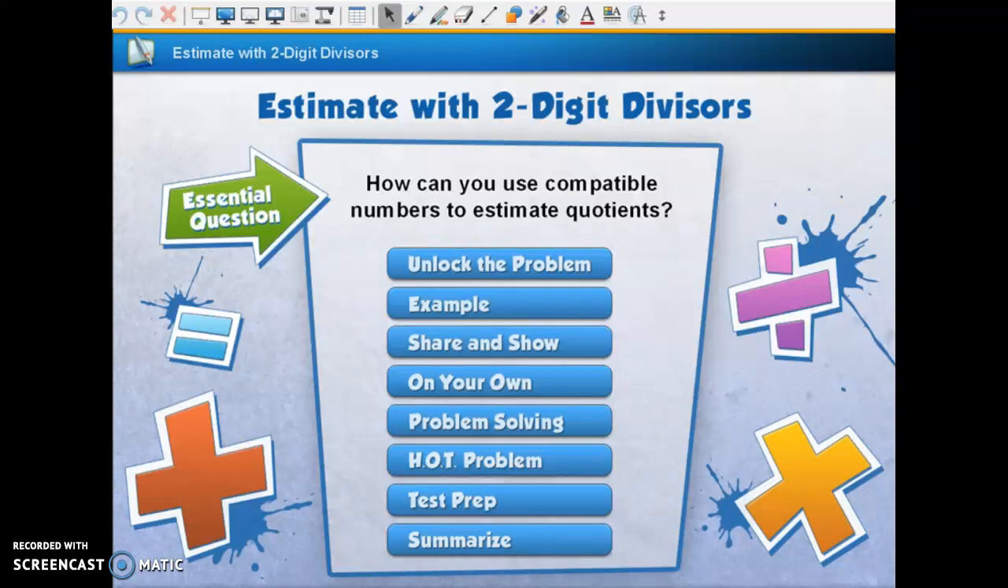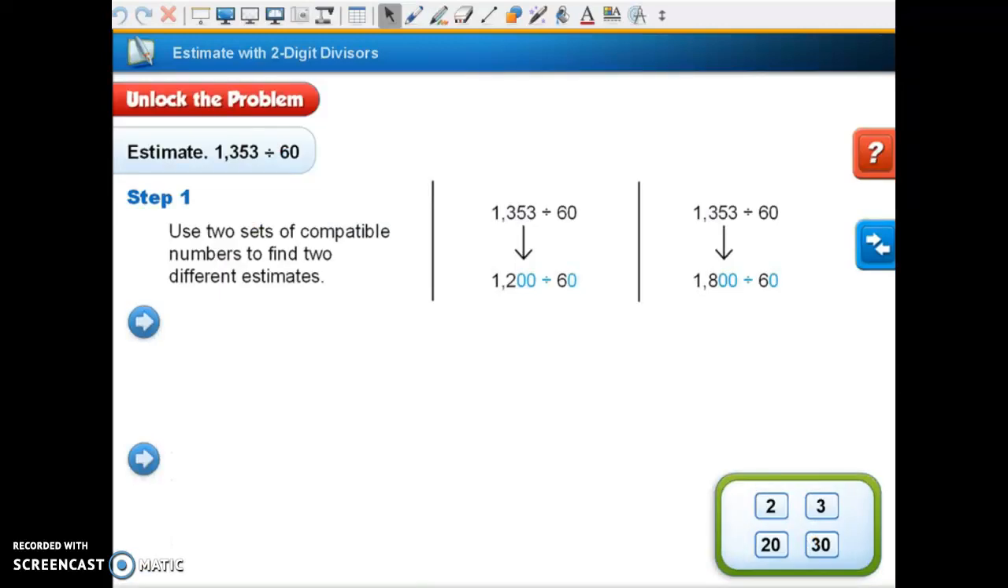Okay, today we're looking at math lesson 2.5, estimate with two-digit divisors. How can you use compatible numbers to estimate a quotient? Remember we've estimated before, and a quotient means to find the answer to a division problem. It says unlock the problem.